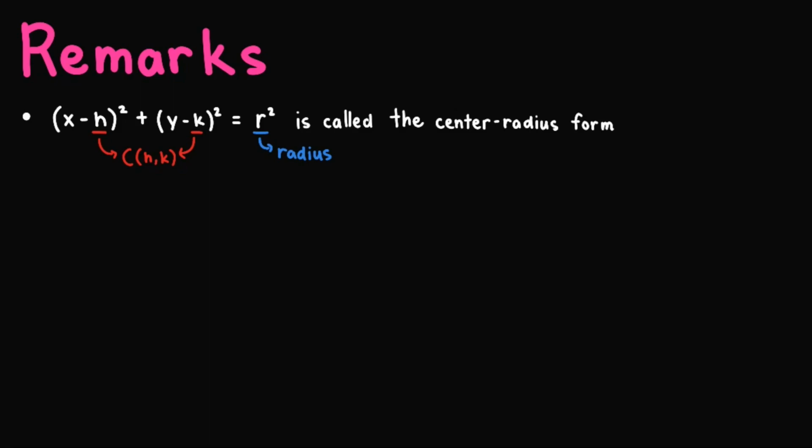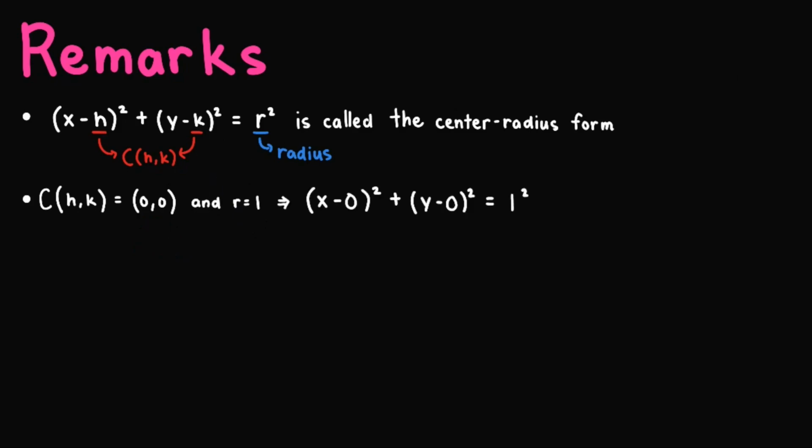Aside from this, take note that if we set the center to be equal to the point 0, 0, or the origin, and the radius to be 1, so let's try to plug in these to the center radius form. So we'll have x minus 0 squared plus y minus 0 squared, which is equal to 1. Simplifying, and we'll obtain x squared plus y squared equals 1. This out here is what we call the unit circle.